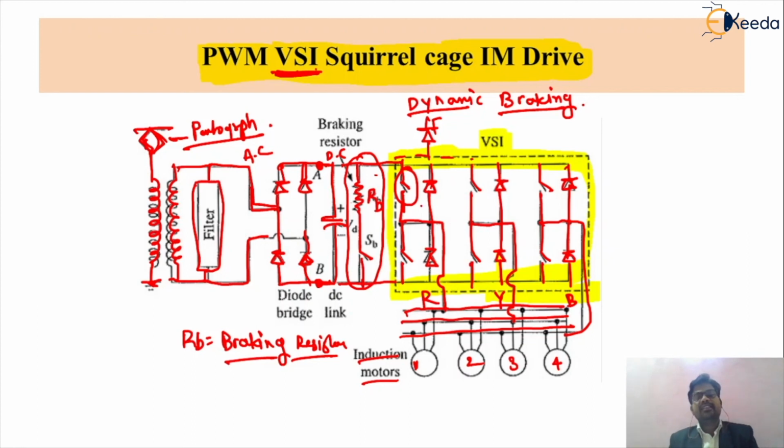So we are getting the input supply from that VSI, that is the voltage source inverter. We are getting the AC supply, and now we are controlling the speed of your induction motor by means of that circuitry, which is called the VSI. So friends, this is another control method, called the pulse width modulation voltage source inverter squirrel cage induction motor drive, which is preferred for traction drive applications.